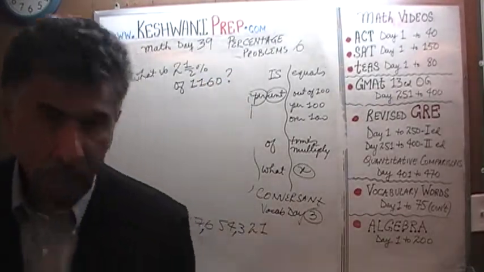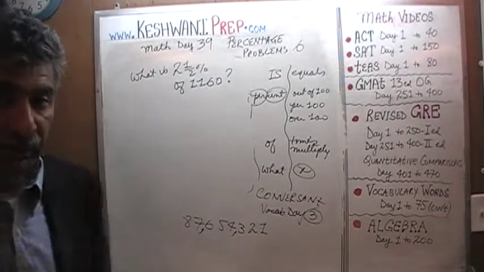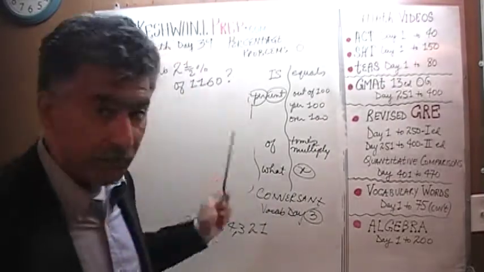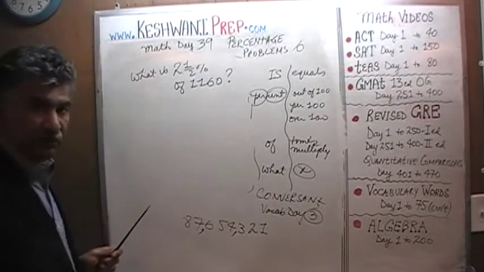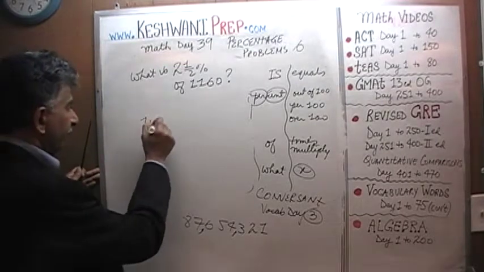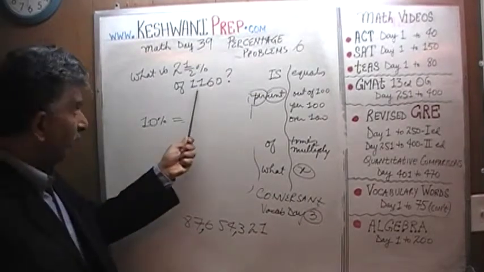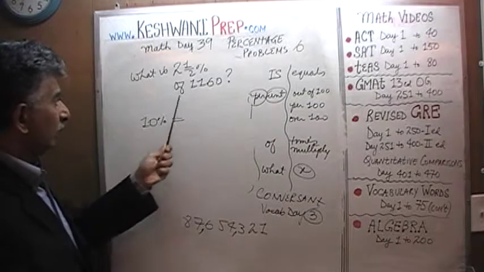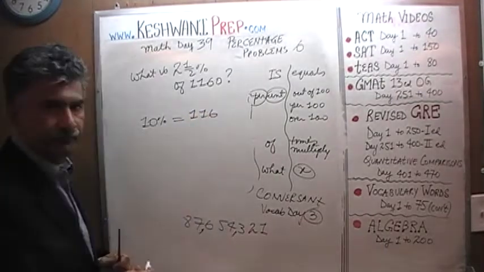Well, that's quite straightforward. You could actually set up the equation and do it out in a very classical way, very traditional, very orthodox, very academic, very geeky, very nerdy way, like we've been doing. Or we can just take a shortcut, which is simply to realize that 10% of 1,160, I'm not writing everything out, is simply 116.